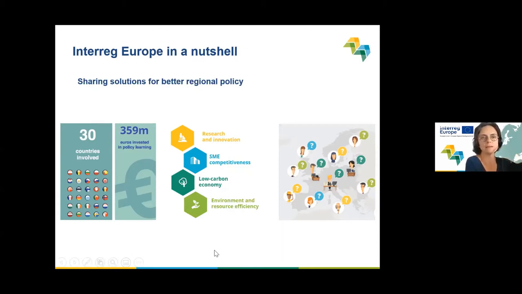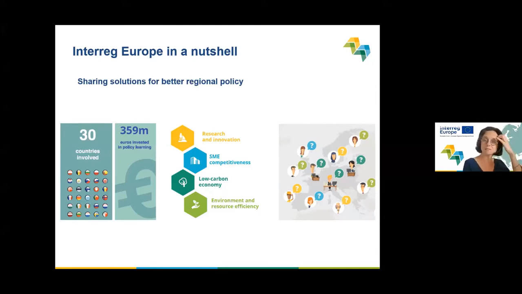There have been €359 million invested in this program during the period 2014 and 2020, and the program will soon be ready to start a new generation of financing opportunities in the upcoming months. And beyond the traditional way of working with co-financing projects, Interreg Europe has also started this feature that is now not new anymore, called the Policy Learning Platform.